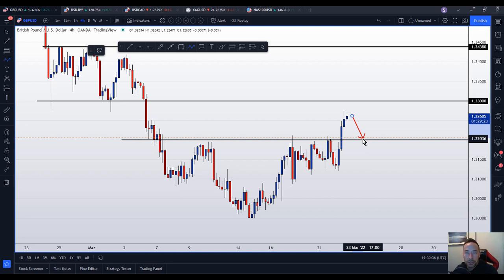Look for a rejection, so look for those sellers as we push down turn into buyers, and then look to target the next level. We've got support here, or broken support, which could become resistance. It's the next big number as well, 1.33. We're trading from 1.32 to 1.33. Now, that is, I would suggest, the optimal trading situation. Basically, break, retest, rejection, and buy.